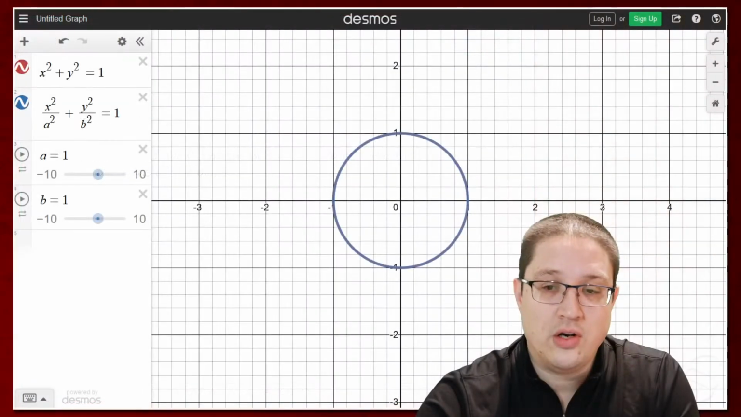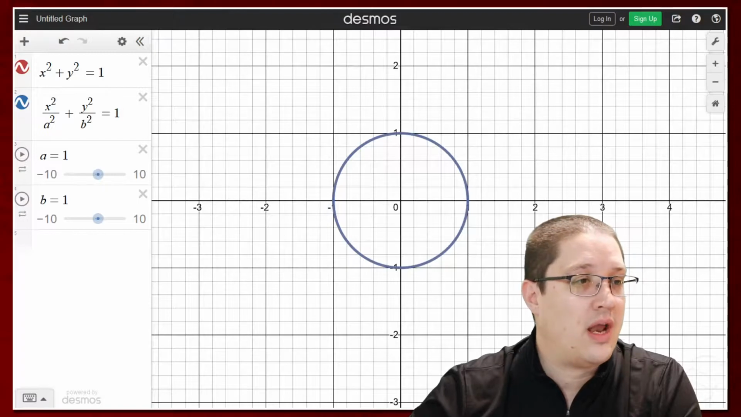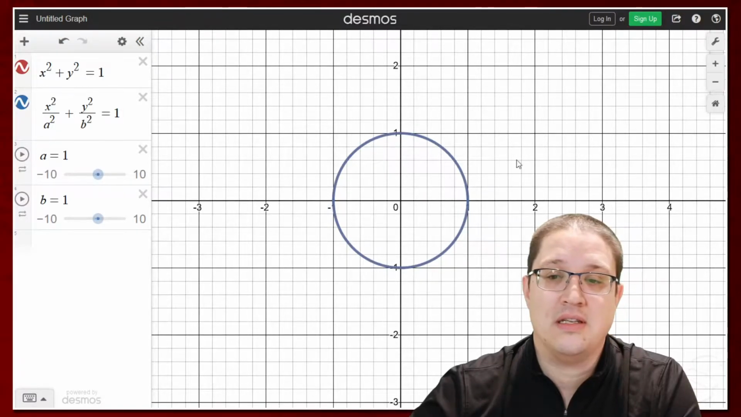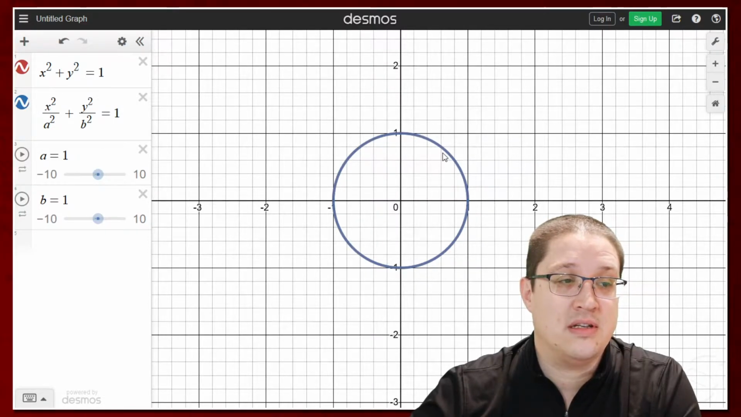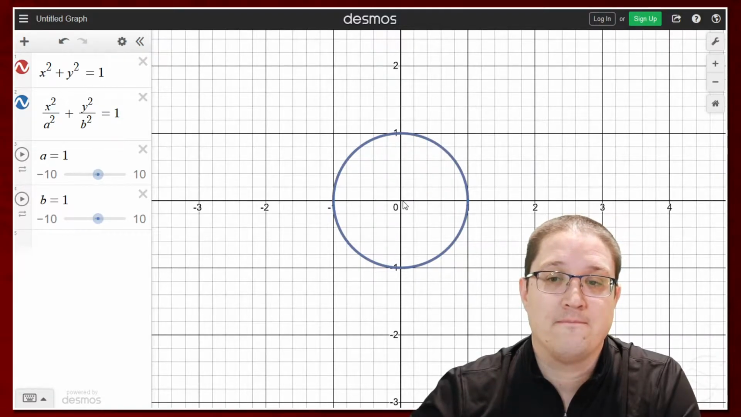Now, a circle is defined as a set of points where every point is the same distance from the center point. You can see in this circle, every point is exactly the same distance, 1 unit, from the origin at 0, 0 here.